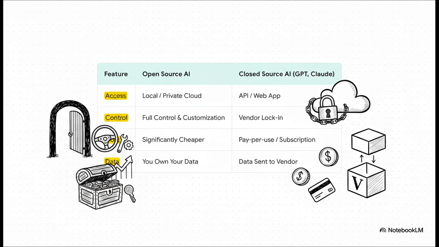The choice really boils down to this trade-off right here. With closed source models like GPT or Claude, what you're paying for is convenience. You get a simple API, but you're locked into their system, you're paying for every use, and you're handing over your data. Open source completely flips that script. You handle the setup, sure, but the reward is total control, massive cost savings, and, this is the big one, absolute ownership of your data.